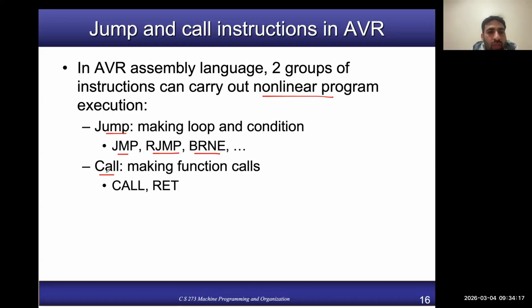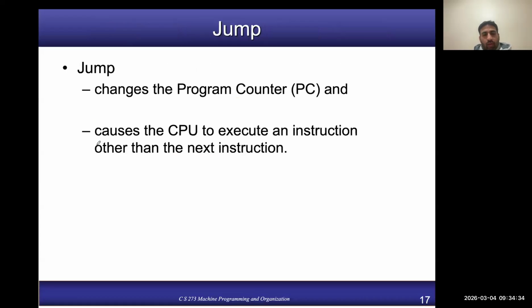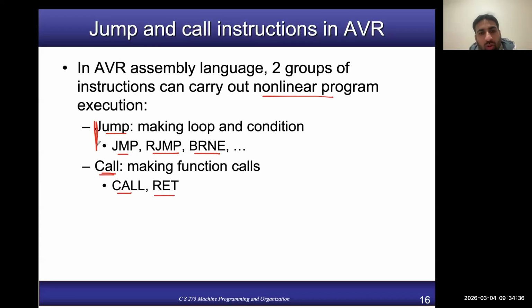And the second group is function calling, or the call functions. These are instructions like call and return. We will talk about them later on, but today we will mostly focus on the instructions in the first group. Even in the first group, we will talk only about the unconditional jump because we have already covered the conditional jump instructions, or branch instructions.